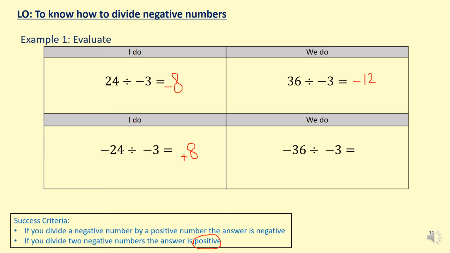Again, 36 divided by 3 was 12. Then negative divided by negative was positive.